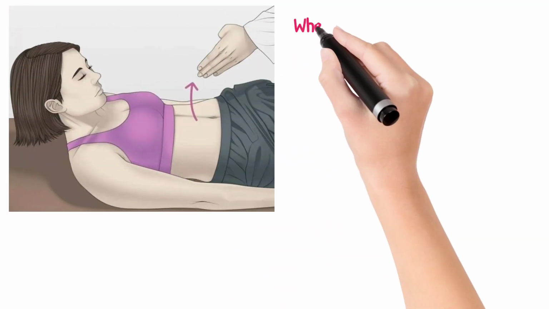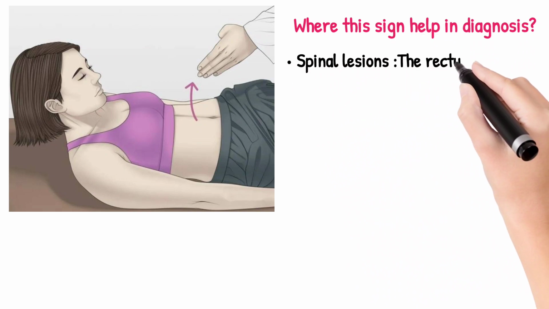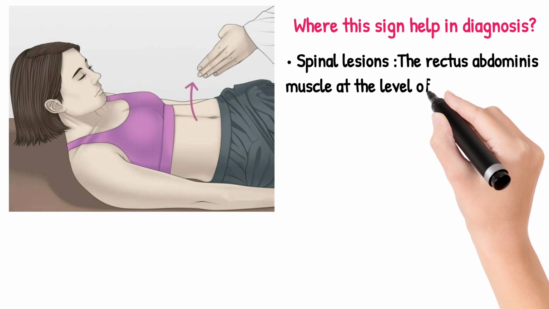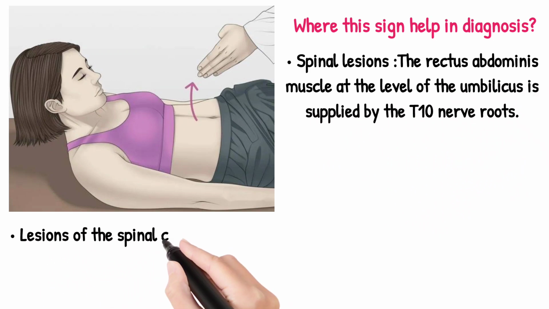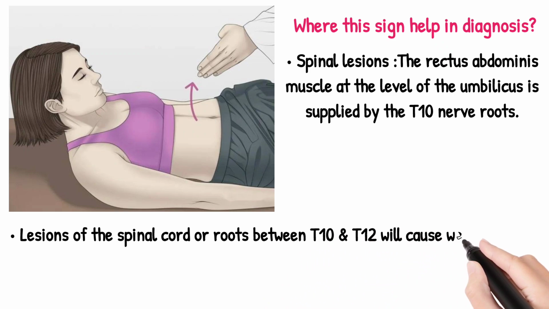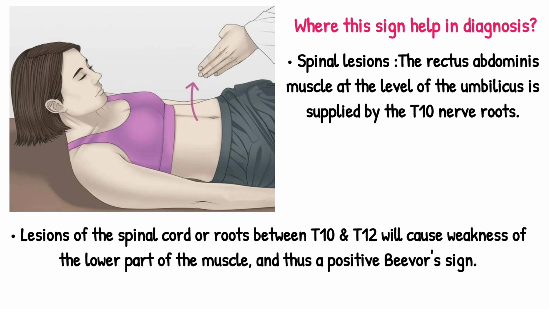Where does this sign help in diagnosis? Spinal lesions. The rectus abdominis muscle at the level of the umbilicus is supplied by the T10 nerve roots. Lesions of the spinal cord or roots between T10 and T12 will cause weakness of the lower part of the muscle, and thus a positive Beevor's sign.